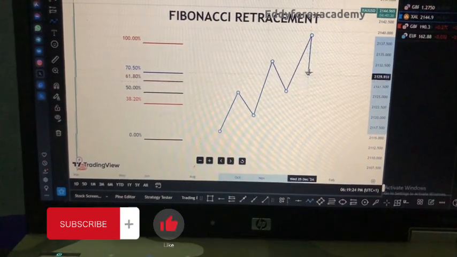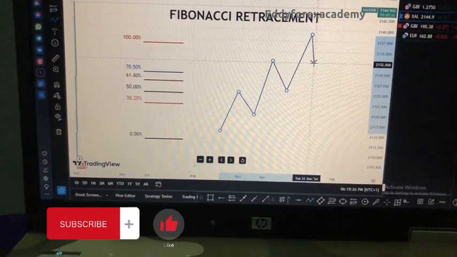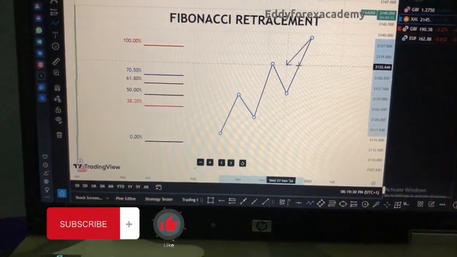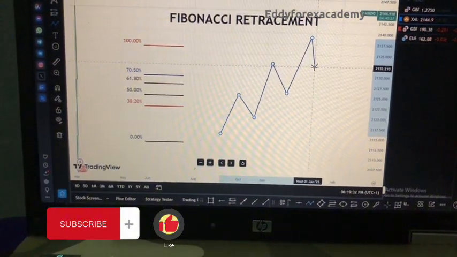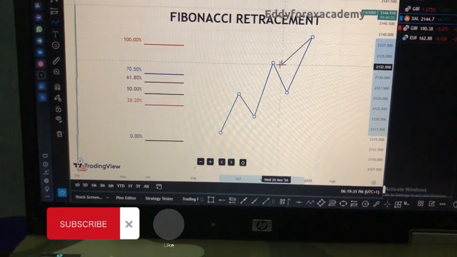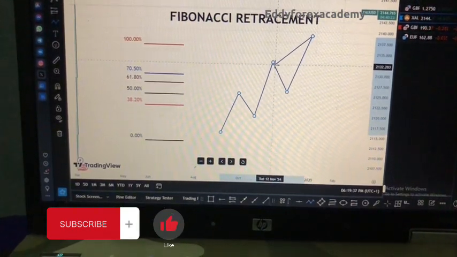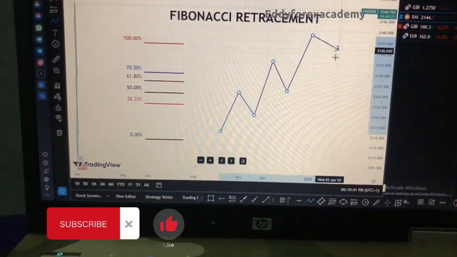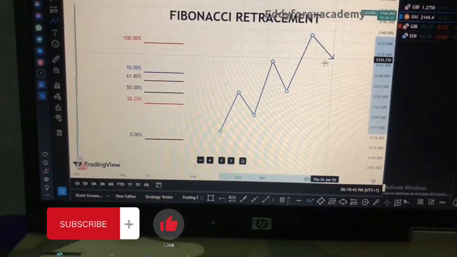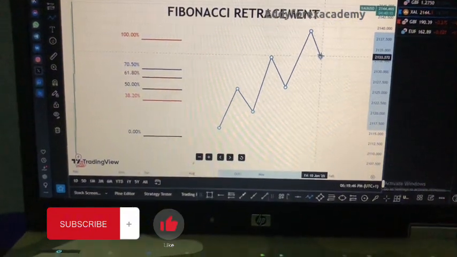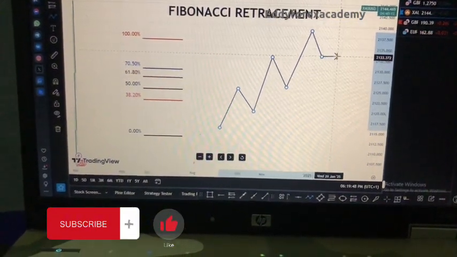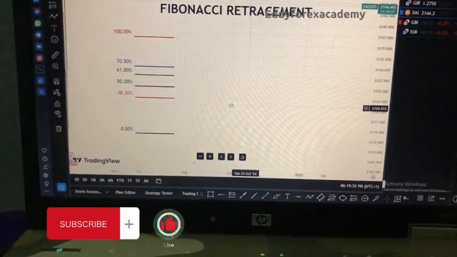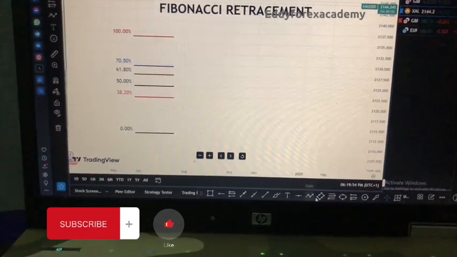So sometimes some support and resistance traders use the previous resistance zone, so that price might come back to this zone and they will long an uptrending market. But we don't know. So in this video, we're going to learn how to use the retracement tool.